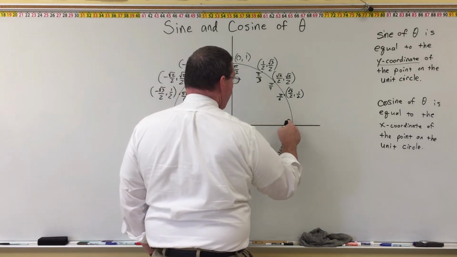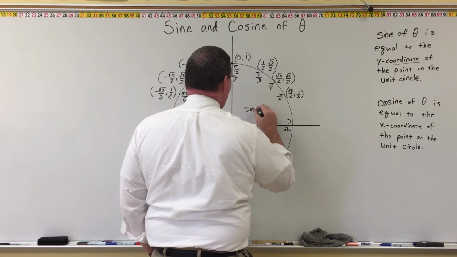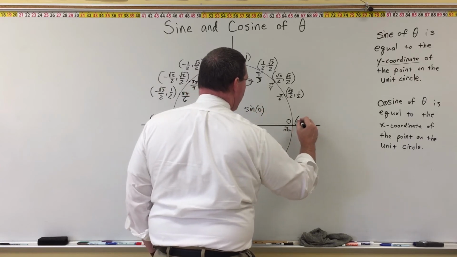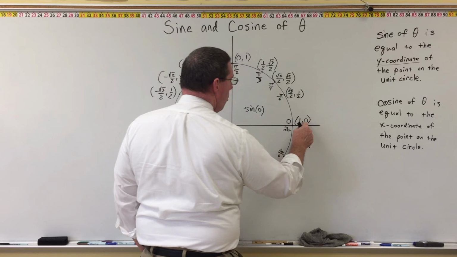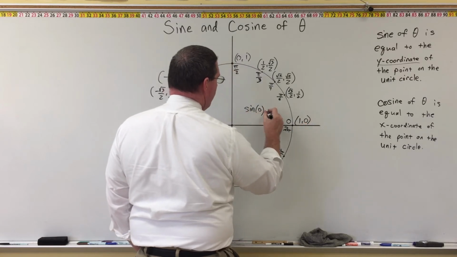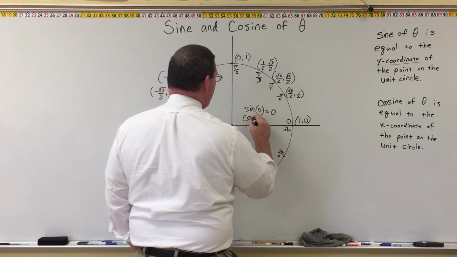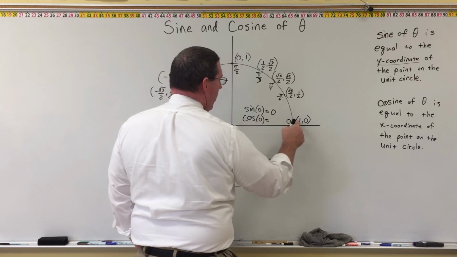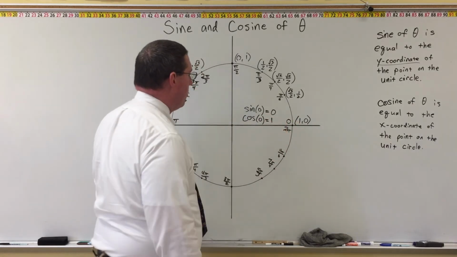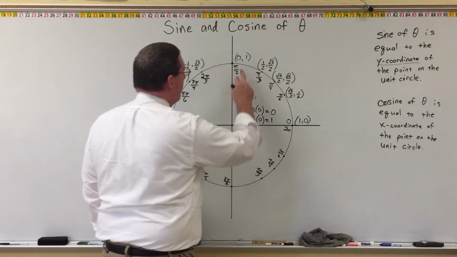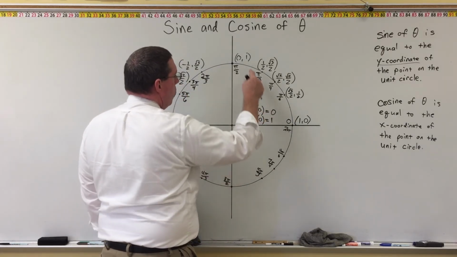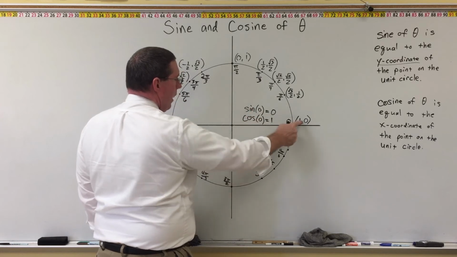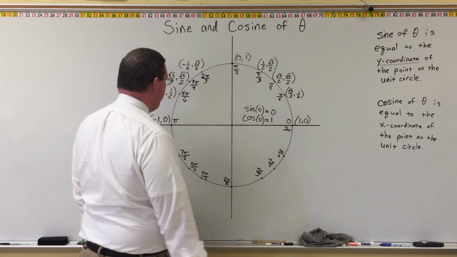What about sine of 0? What would sine of 0 be? Well, the coordinate here is 1, 0. The y-coordinate is 0. Therefore, sine of 0 is equal to 0. What's cosine of 0? Well, cosine is the x-coordinate. The x-coordinate is 1, so cosine of 0 is 1. Isn't it interesting that up here at pi over 2, it was 1 and 0, and now down here it's 0 and 1. I find that interesting.